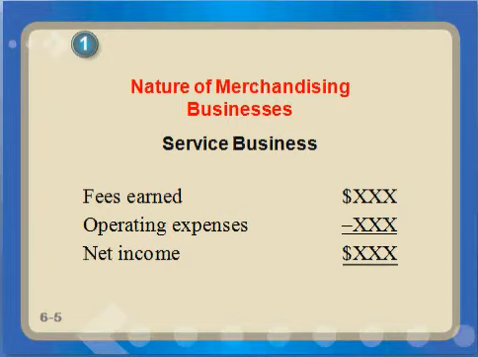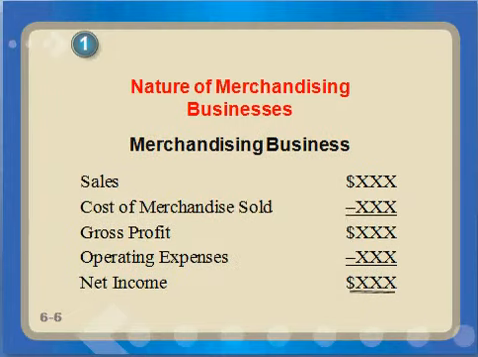With a merchandising business, it's a little different because we're actually selling something to the customer. So we take our sales and then subtract the cost of merchandise sold, what we paid for what they bought from us, and that gives us our gross profit. Then we subtract our operating expenses, and that gives us our net income.